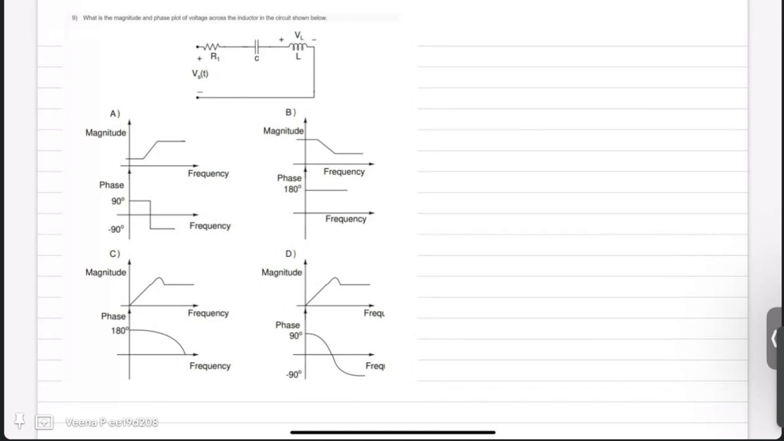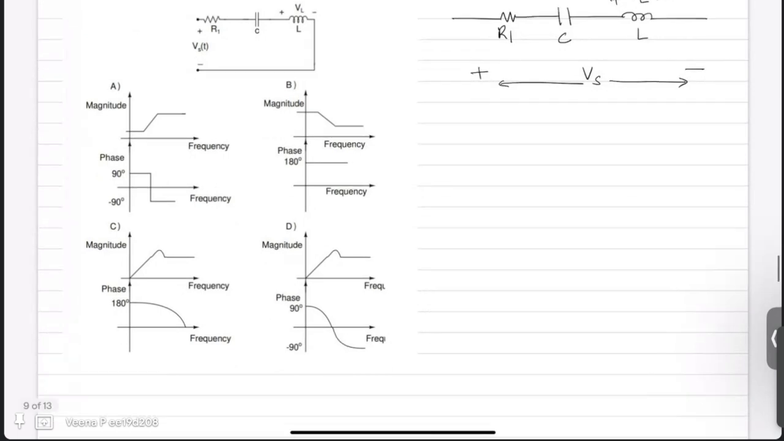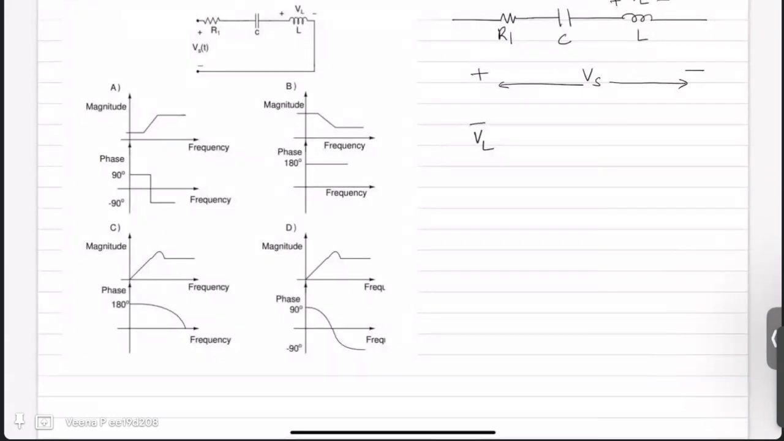What is the magnitude and phase or plot of voltage across the inductor in the circuit shown below? So you have a series RLC circuit, across which a voltage of Vs is applied. As explained before, voltage division rule, the voltage across the inductor is a fraction of the total voltage Vs.